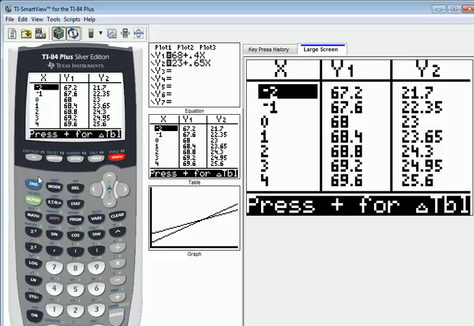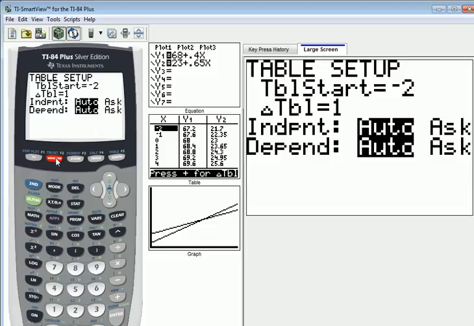Now, I know I need to go up to 180, so this counting by ones would take forever. But we can change how our table is set up. If you hit second and window, that gives you table setup. It asks me where I want to start. Well, let's start with 0. And since I've already looked at the graph, I know I need to go up to 180. Maybe let's count by 20s. So the change in the table is what you're counting by. And then we'll just leave it auto, auto.